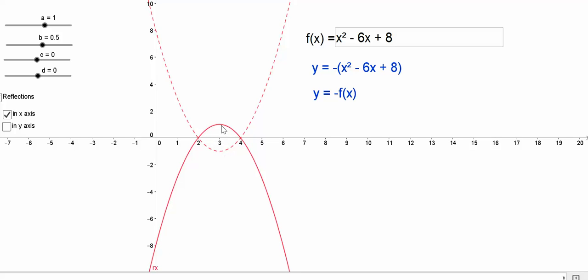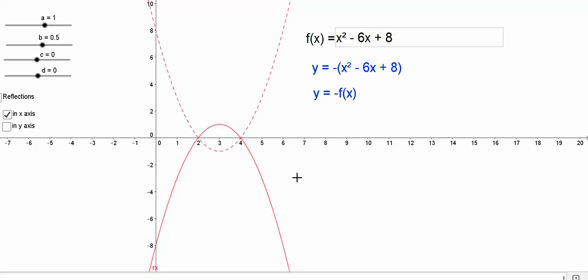We can see that the minimum point here is a maximum point on the reflected graph, and the points on the x-axis themselves stay the same. What is happening here, of course, is every y value is transferred to a point with the negative y value. So the point there goes down here. The point here goes down here.